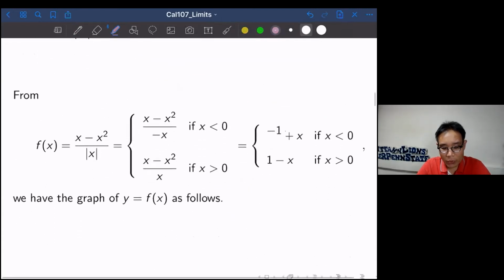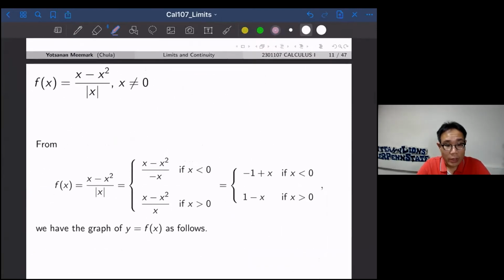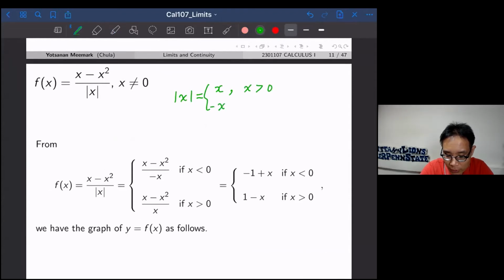However, we are able to graph the function. If you wish to graph the function, you may have to use the property of the absolute value. The absolute value of x turns out to be x itself if x is positive, and negative x if x is negative. For x equal to 0, both cases give absolute value 0, and -0 equals 0.